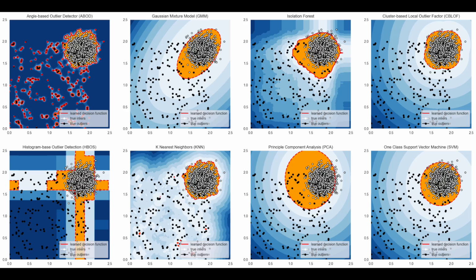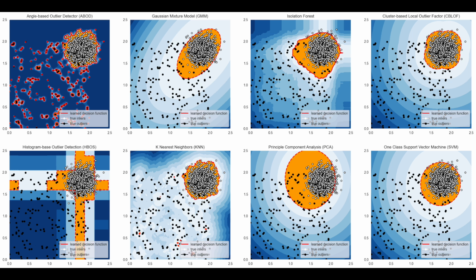The angle-based outlier detector basically assumes there's like this angle from the origin to every point, and then sort of clusters points based on that angle. The Gaussian mixture model assumes that the distribution that you're trying to find is Gaussian, and then tries to estimate the mean and covariance to identify outliers.